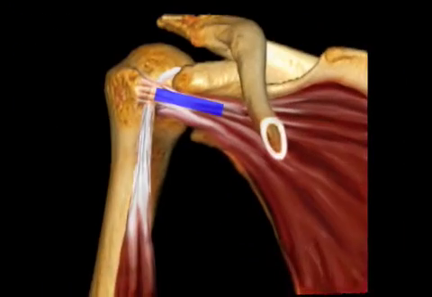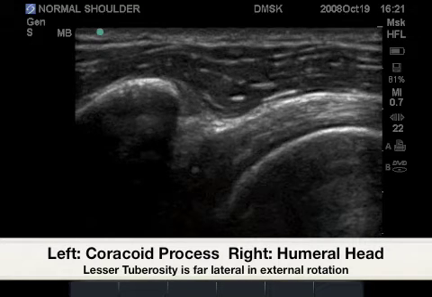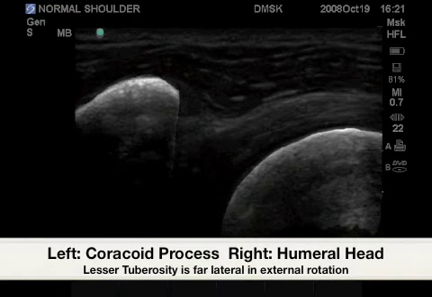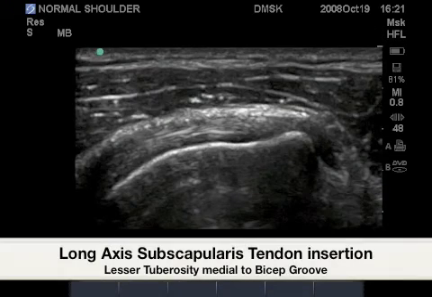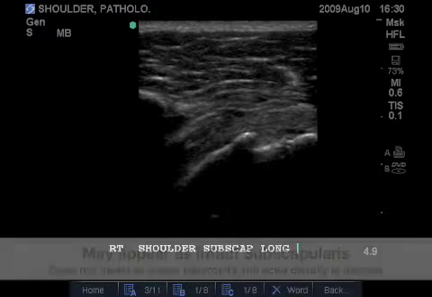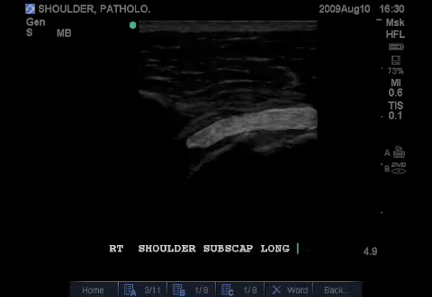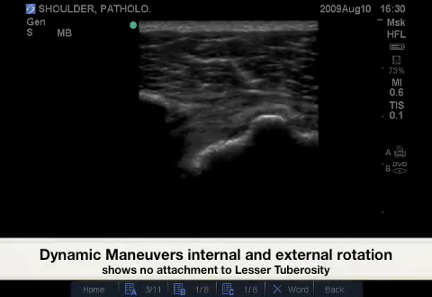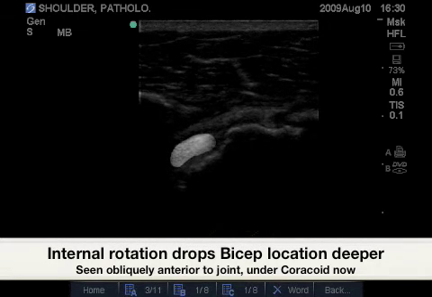Long axis of the subscapularis tendon is generally found by locating the coracoid process, shown here on the left, and the anterior humeral head on the right. Externally rotate the arm, revealing the lesser tuberosity, becoming a very lateral structure. Again, when pathology presents itself, we must rely heavily on our bony landmarks as the tendons may not be normally situated. Here we have an oblique bicep tendon on the left, also the coracoid process. Internal and external rotation of the humerus will show the anterior humeral head where we have our bicep tendon resting.